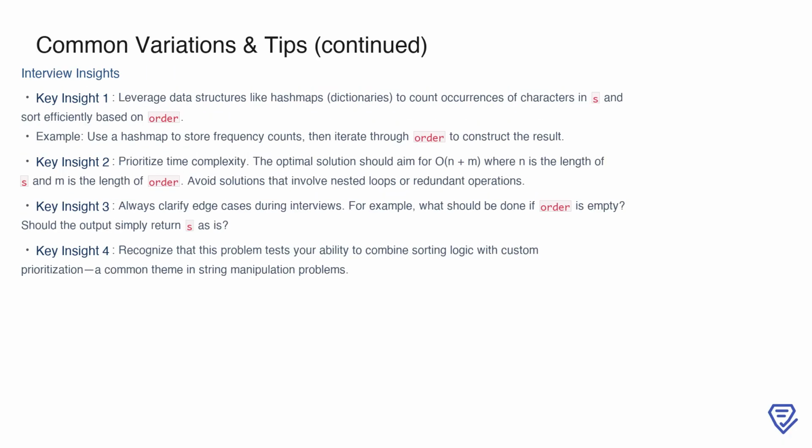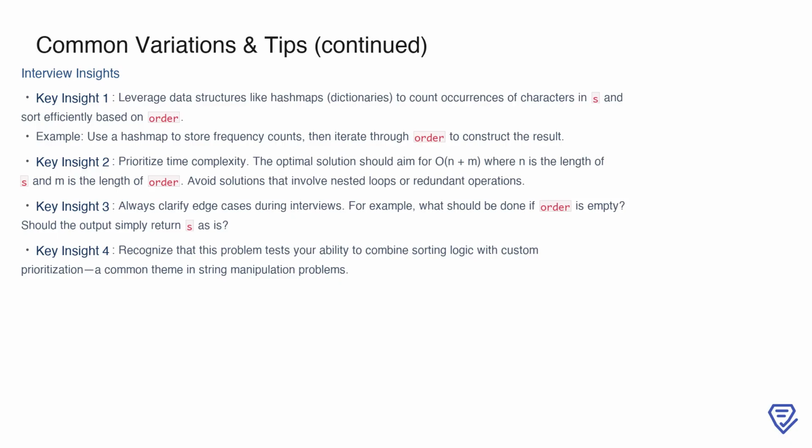To perform well in interviews with this problem, there are several key insights to keep in mind. First, leverage data structures like hash maps or dictionaries. These can be used to count the occurrences of characters in S and then sort them efficiently based on order. For example, you can store frequency counts in a hash map and then iterate through order to construct the result.